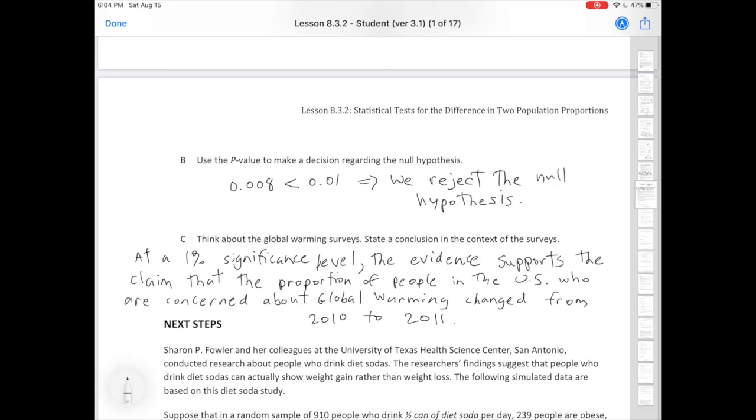Again, if that p-value had been larger, then we wouldn't say that it stayed the same. Instead, we would say that it does not support this claim. But we can never confirm the null, right? We're not proving the null is true. We're just trying to see if there's evidence that supports the alternative or not.